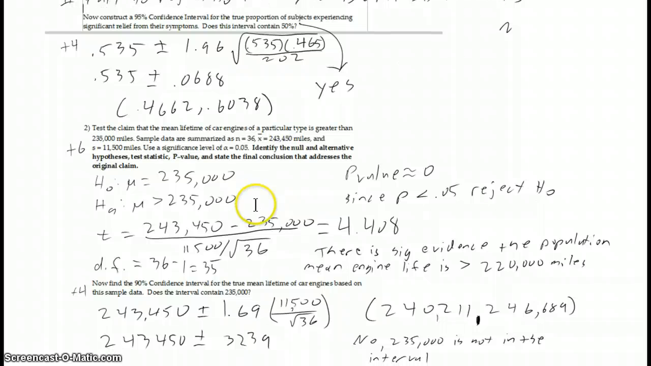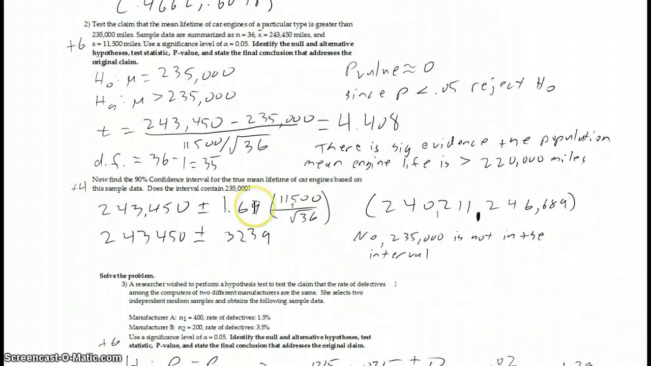And number 2, we've got the average engine life, and it's supposed to be 235,000. They're trying to say if it's actually greater than 235,000, so that's our alternative. We calculate a t-statistic, so we find the difference. The sample mean was 243,450 compared to what we thought, divided by the standard deviation over the square root of n. So we get 4.408. So it's like 4.4 deviations away. So it's really far away. So that p-value would be almost 0. And since that p-value is less than 0.05, we reject that null. And there is significant evidence the population mean of engine life is over 235,000.